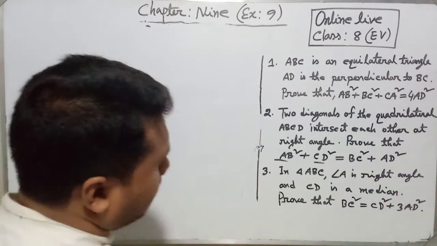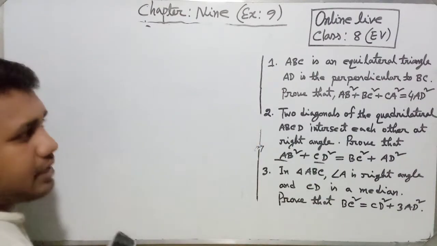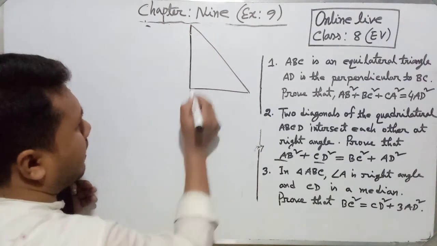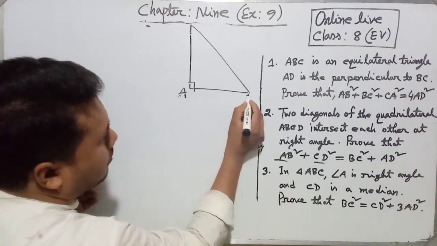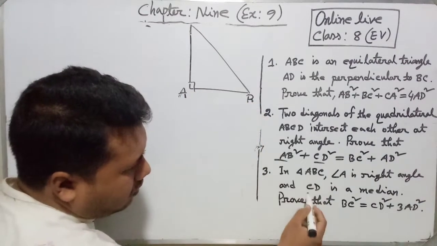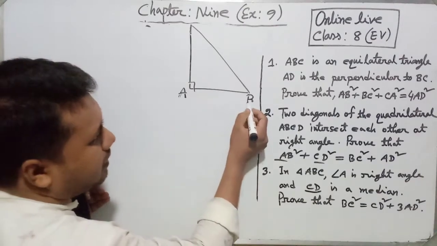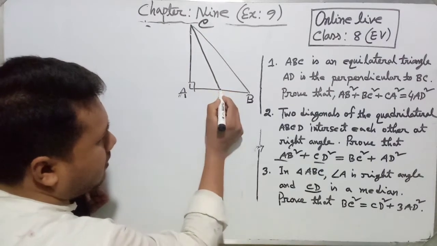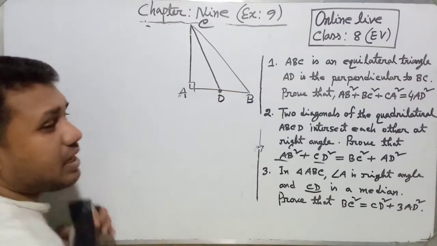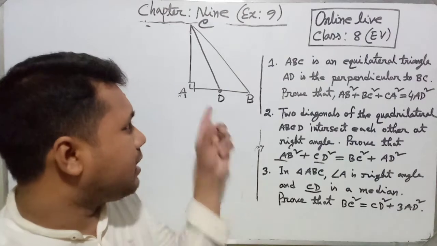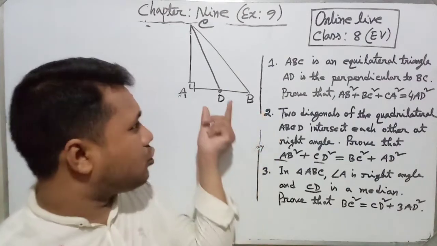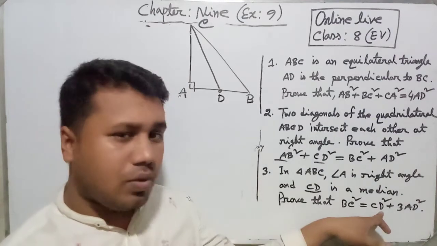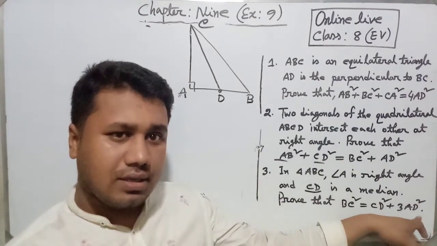Dear students, look here, angle A is right angle. So we can say, suppose this is our triangle and this is right angle. Look, CD is our median. So we can suppose this is B and this is C, and CD, this is our median. Median, that means this D will be midpoint of AB. So AD and BD will be same. Now we have to prove that BC square equal CD square plus 3AD square.